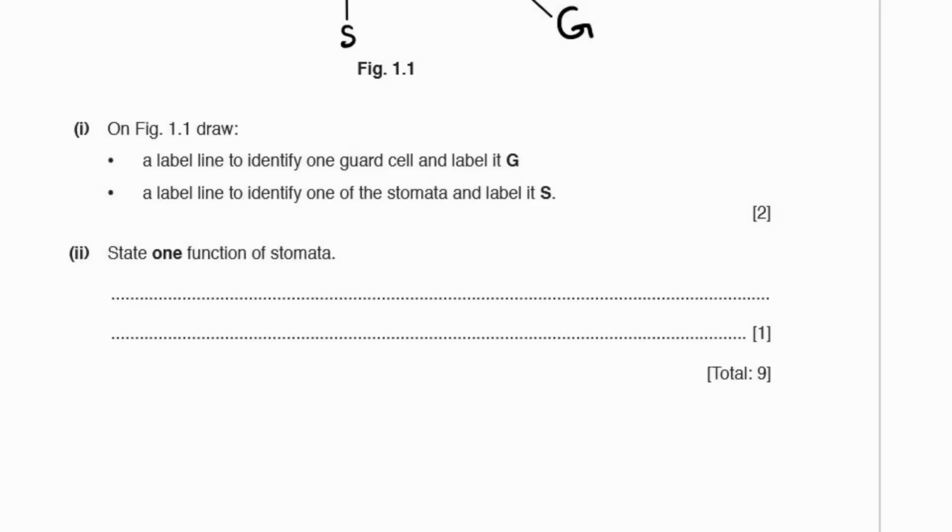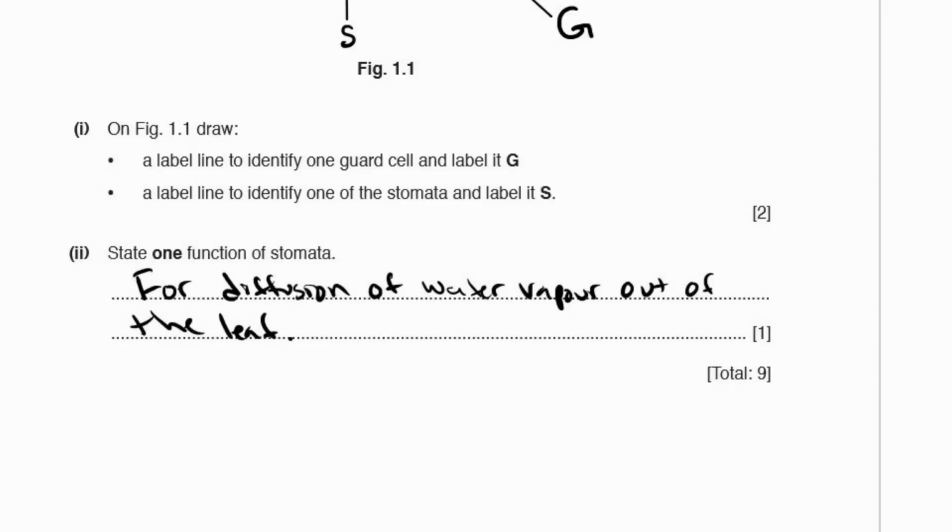2, state one function of stomata. Okay, stomata is used for diffusion of water vapor out of the leaf. Water doesn't go into the leaf via the stomata, it goes in via the root hairs at the bottom of the plant, on the roots.